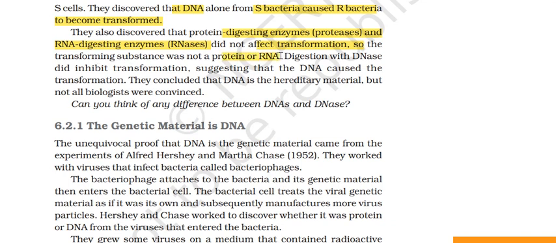जब उन्हें इनके lysis कराया तो ट्रांसफॉर्मेशन पे कोई फर्क नहीं पड़ा. But digestion with DNase did inhibit transformation. जब DNase था, DNA नहीं रहेगा. जब DNA नहीं रहेगा, ट्रांसफॉर्मेशन भी नहीं होगा. Suggesting that the DNA causes the transformation.